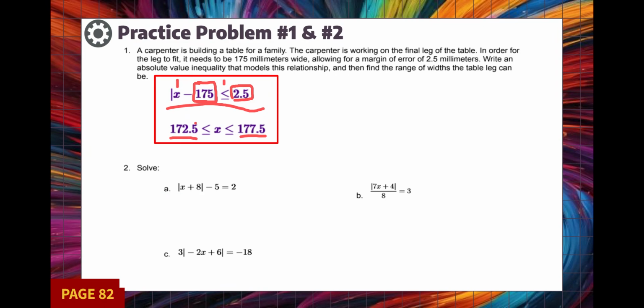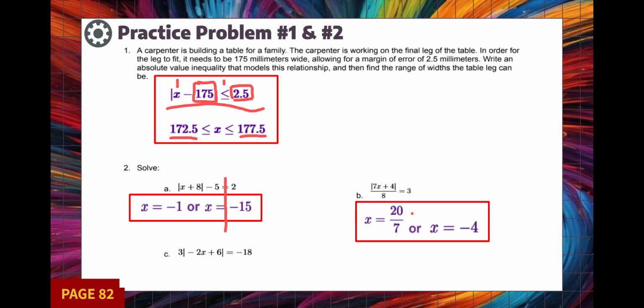Next, for letter A, you're going to solve that, and I'll show you later how to do that in Desmos. But if you want to do it manually, it's the same thing that I showed you during the warm-up. Again, the answer will be x equals -1 or x equals -5. Next, letter B. Absolute value of (7x plus 4) over 8 equals 3. So there are two answers. x is equal to 20 over 7, and the other one is x equals -4. Next, number 3 is no solution. I'll show you that in Desmos later in my second recorded video.